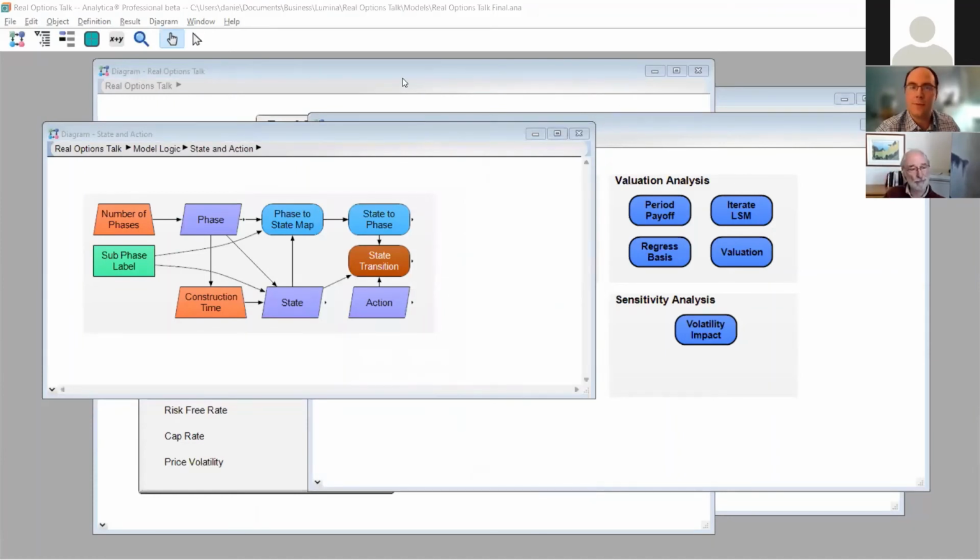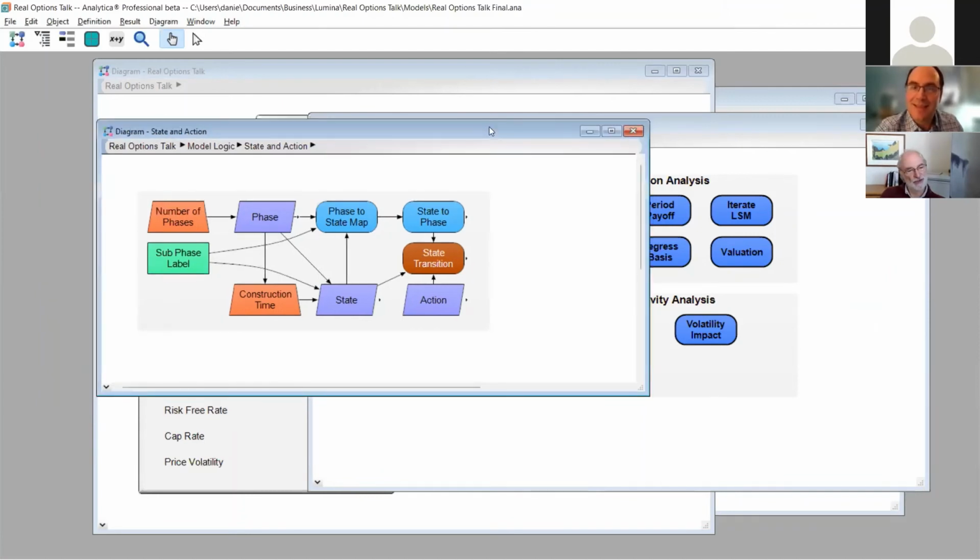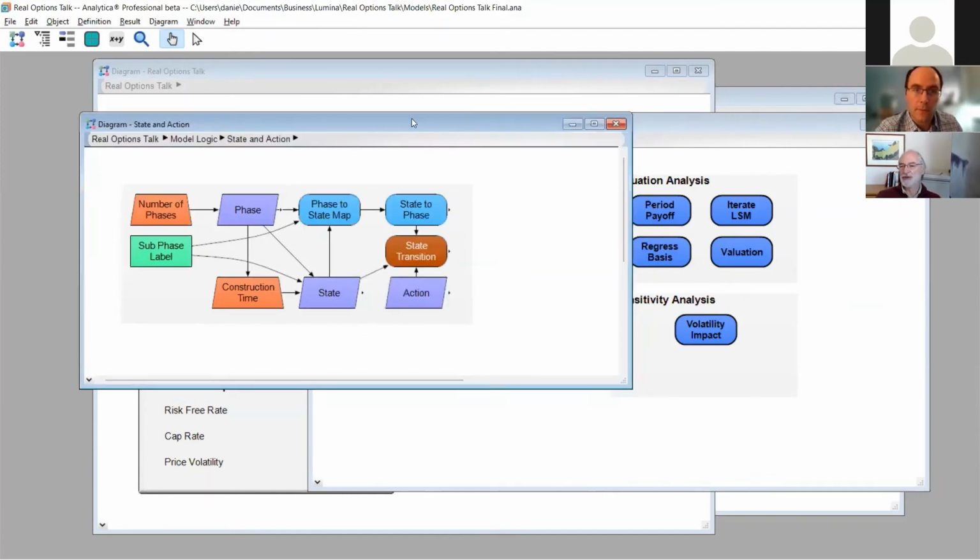Okay, so I guess there's another question in chat. Dan, I might ask a question here. I'm curious about what range of problems this technique could be applied to. Oh, sure. Go ahead. For example, for R&D portfolio.